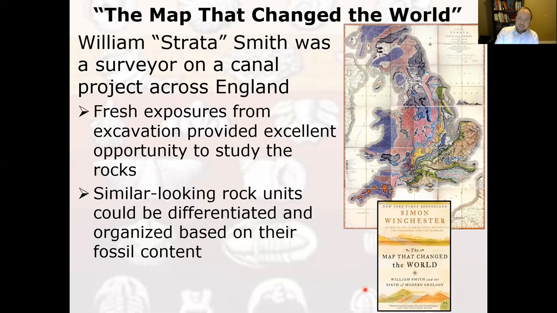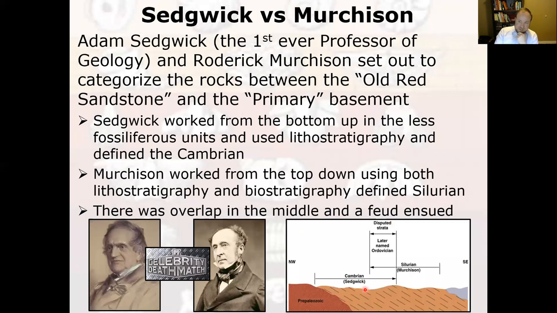Some of the early people that started using this work, though, ran into a little bit of trouble. So one of the greatest geological controversies of all time, one of the biggest feuds, kind of like the Hatfields versus McCoys of geology, was this feud of Sedgwick versus Murchison. So Adam Sedgwick was a professor at Cambridge. He was the first ever geology professor. So I follow in his footsteps much later though. And Roderick Murchison was working as well.